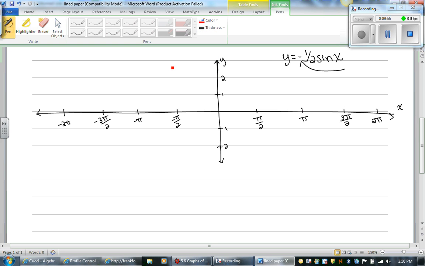All right, so sine at 0 we know is 0. 1/2 times a 0 is still 0, so that doesn't change.